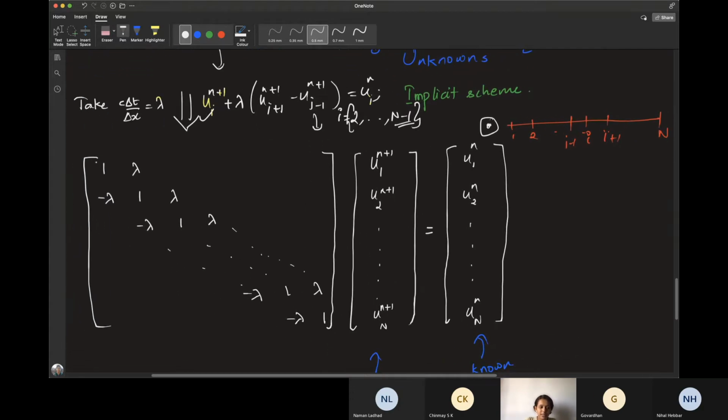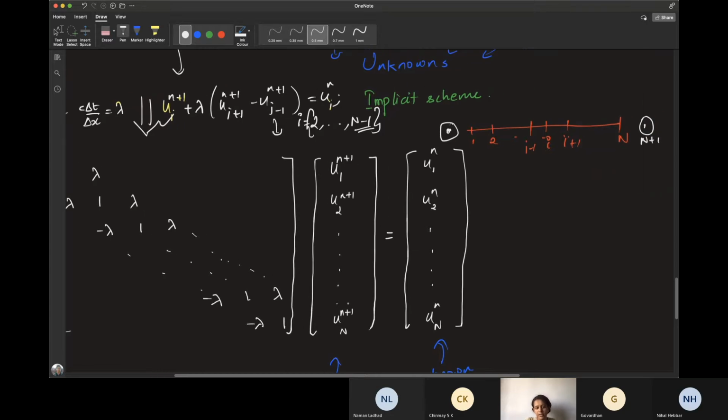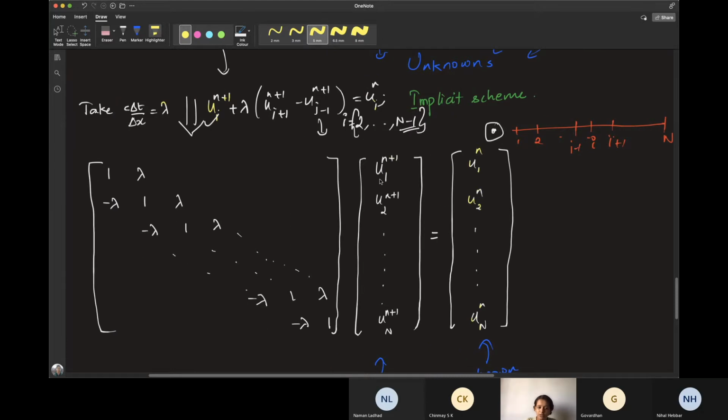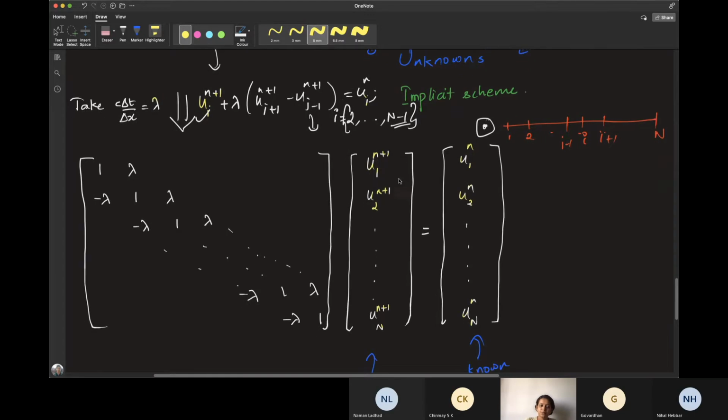Here I have written the vectors from 1 to n only. On the right hand side I have written all the grid points at time step n: u_1^n, u_2^n up to u_n^n. And on the left side I have written all the grid points at time step n+1: u_1^(n+1), u_2^(n+1) up to u_n^(n+1).